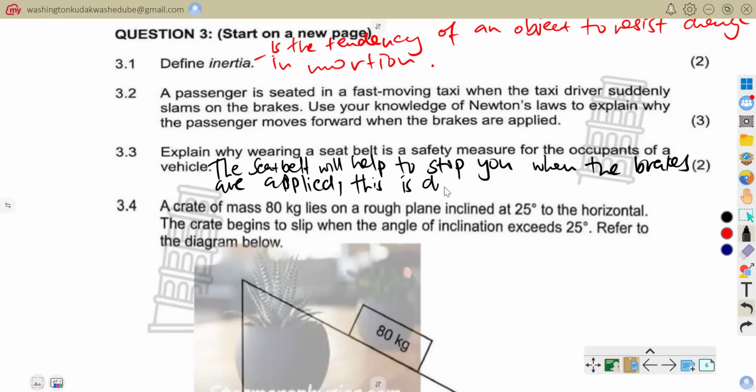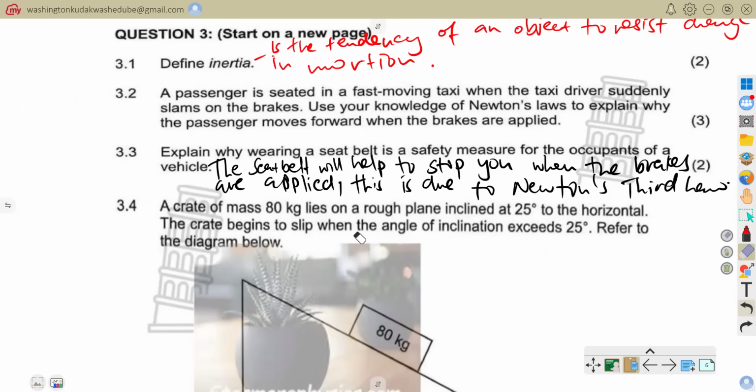This is due to Newton's third law, which says that actions and reactions are equal and opposite. As you are seated there, the seat belt itself would act in one direction, whilst you are acting in the other direction. The force applied by you as you want to continue moving is the same force applied by the seat belt to stop you from moving. So the net resulting force would be zero. That would act as a safety measure. That is due to Newton's third law.